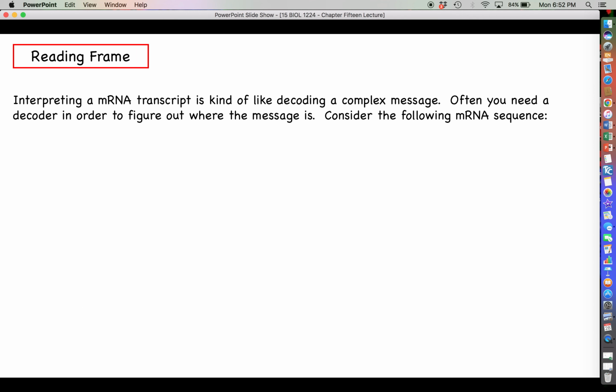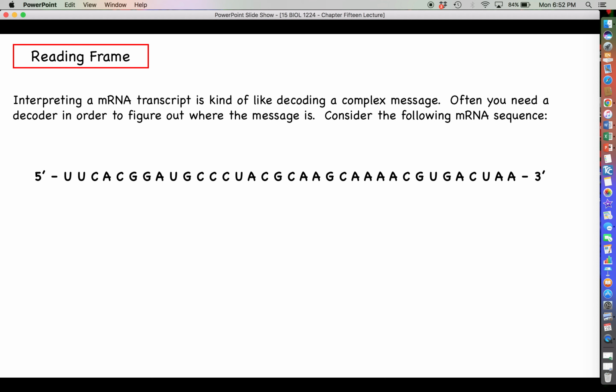Okay, so let's talk a little bit about what we meant by the term reading frame. Interpreting a messenger RNA transcript can sometimes be like decoding a complex message. Often you need some kind of decoder ring in order to figure out where the message is. You have to be told where to look for the message. To give you the idea of what we're talking about here, consider the following messenger RNA sequence. From 5' to 3', it goes UUCAC GGA UG CCC UAC GCA AGC AAA CGU GAC UAA.